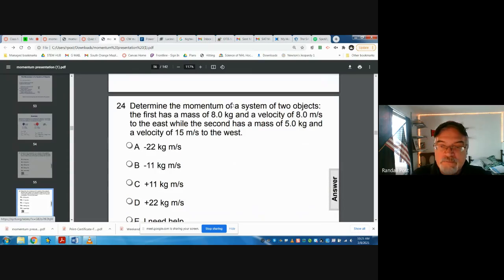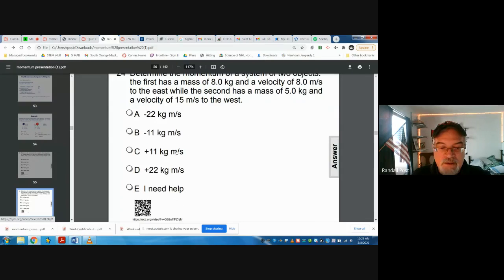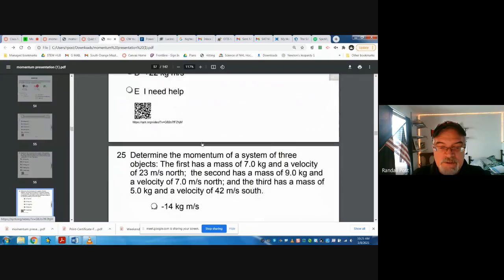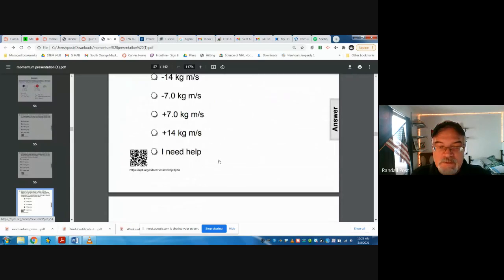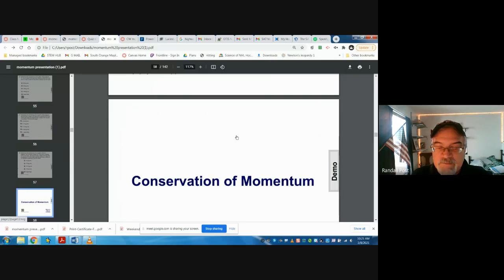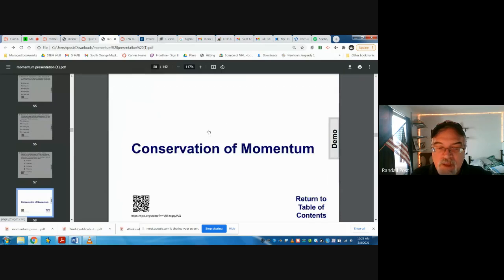Here's another one. A system of two objects. And you can go through and check for those answers. I don't want to take class time doing these. This is available for you. And finally, we get to this notion of conservation of momentum.